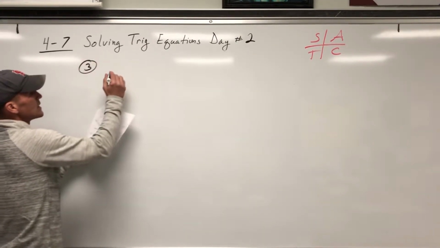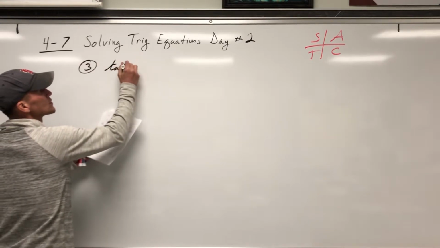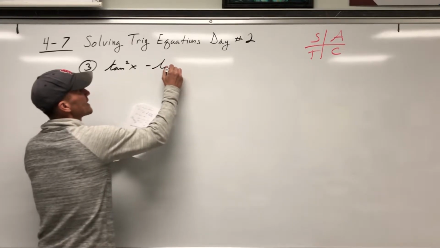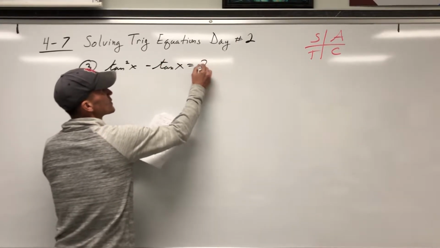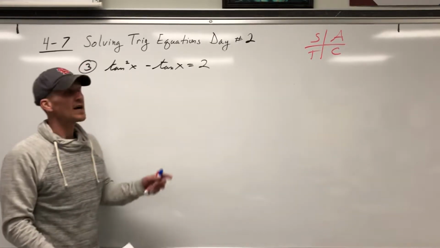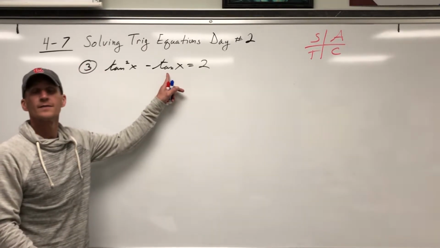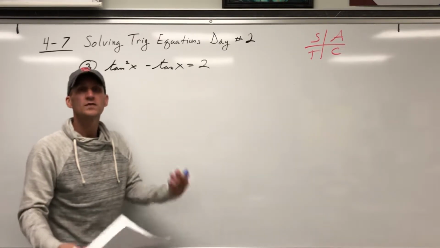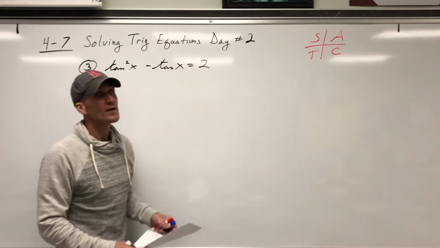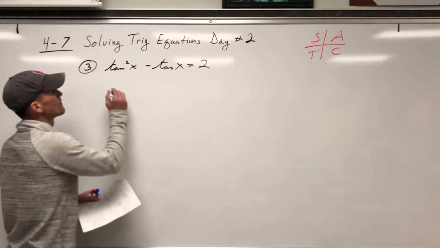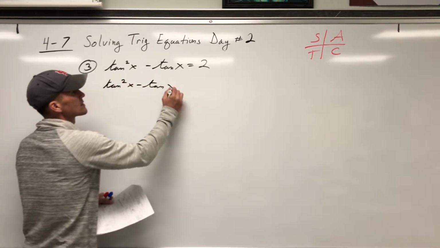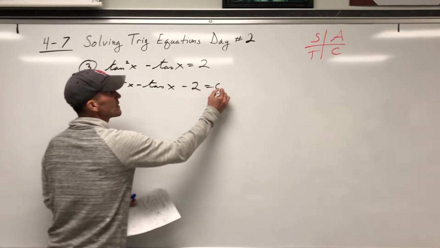So number 3, we have tangent squared of x. Remember, that's tangent of x times tangent of x. Minus tangent of x equals 2. Well, whenever you see this problem, you might think, oh, it's greatest common factor of tangent of x. You can only factor if it equals 0. So right now we can't solve by factoring until we move the 2 over, and then it's not a greatest common factor problem. We have tangent squared of x minus tangent of x minus 2 equals 0.